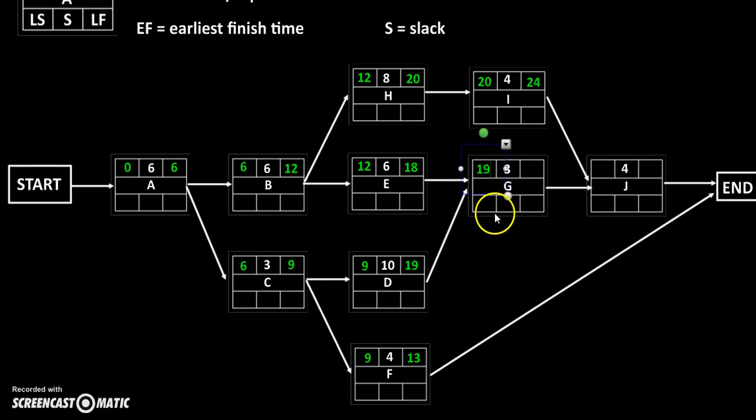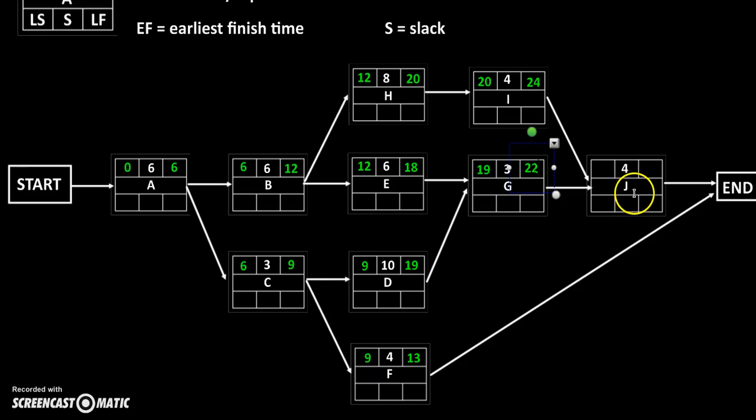So when we have more than one preceding event or preceding activity, we're going to choose the greater of the earliest finish times to become our early start time. And then we go from there as usual. So 19 and 3 is 22.